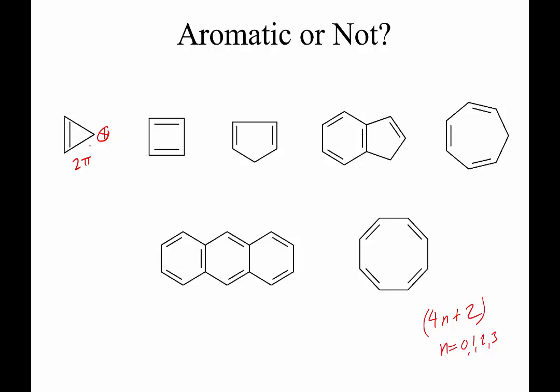So technically, could we just count the pi electrons and determine from there? Like, basically not have to go any further after that? No. No, you've got to do both. You have to look at both.